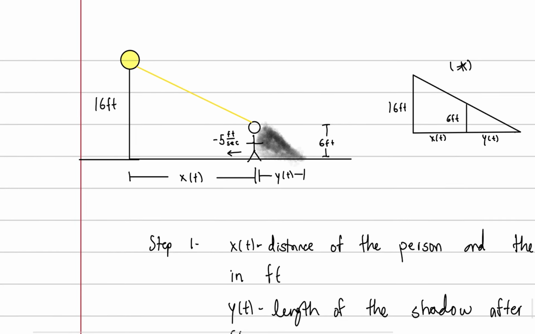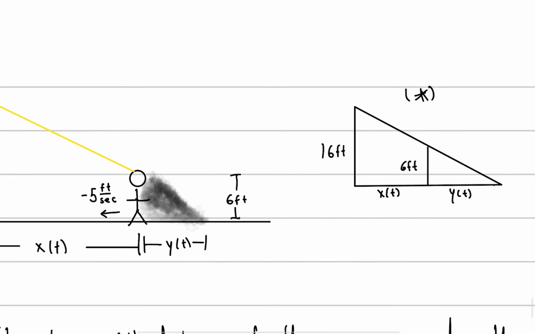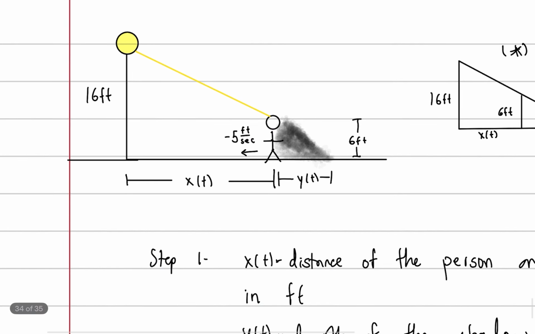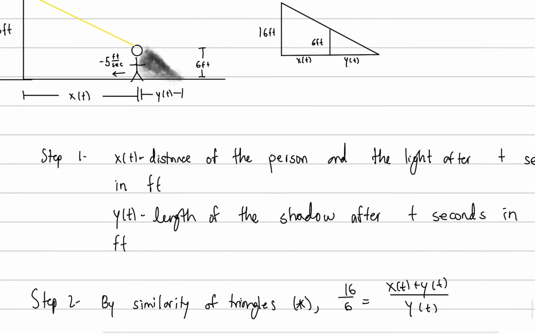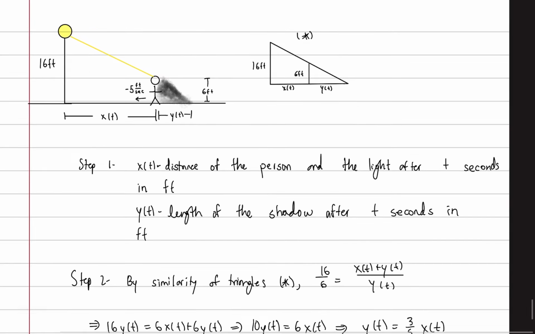We're also going to notice here that the easiest way in the future, we're going to do this in a step, is that we'll have these two triangles that are similar. So we're going to come back to that. But first, we're going to label everything. So x(t) is the distance from the person to the light after t seconds, and y(t) is the length of their shadow.